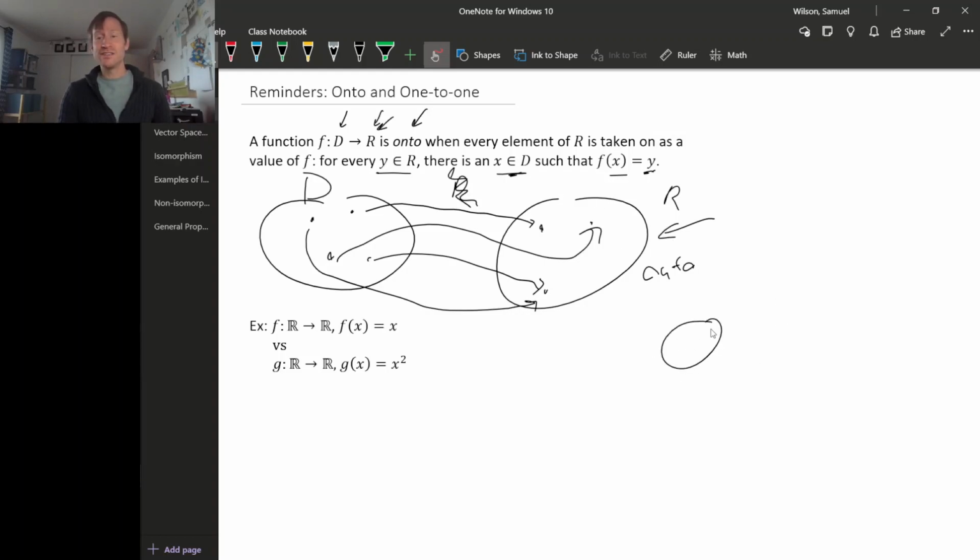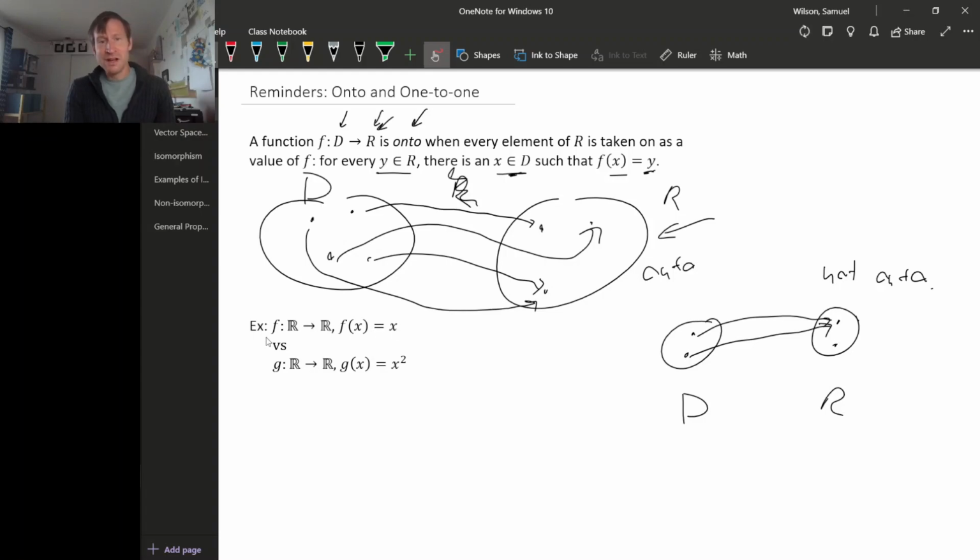A function is not onto, so here's domain, here's range. A function is not onto if there's something in the range that does not get hit by something coming from the domain, like that. So this is not onto.